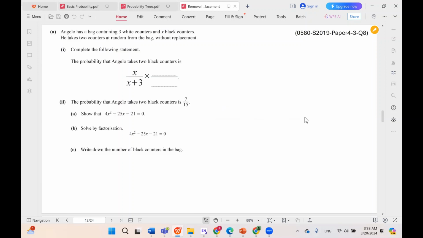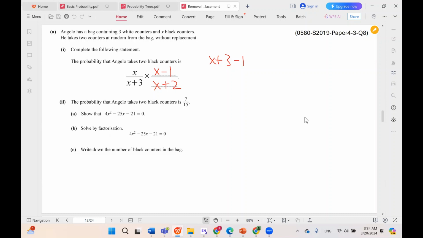Angelo has a bag containing 3 white counters and X black counters. He takes 2 counters at random from the bag without replacement. Complete the following statement. The probability that Angelo takes 2 black counters is X over X plus 3 times what? So of course, when he takes out one of the black counters, the remaining number here is X minus 1. And the total was X plus 3. So now it's X plus 3 minus 1, which is, of course, X plus 2. So this is what we should add to this fraction here.